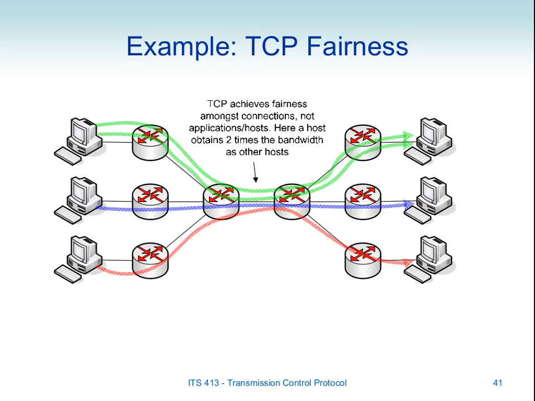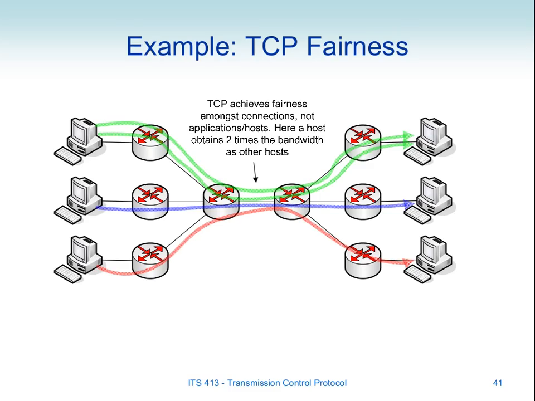That's what we've said before about fairness amongst connections. So this first green one gets 250 kilobits per second, the second one 250, and the last two, the blue and the red ones, 250.